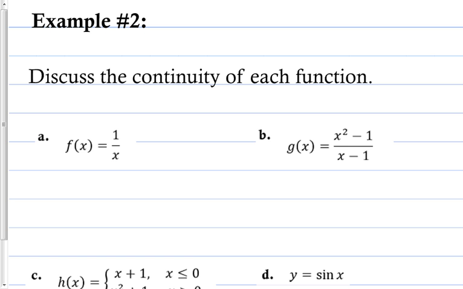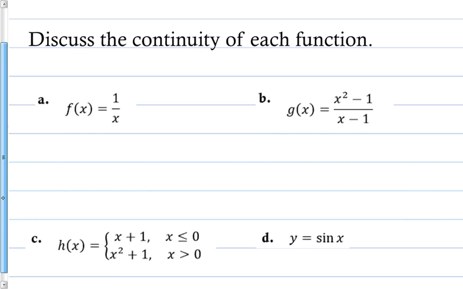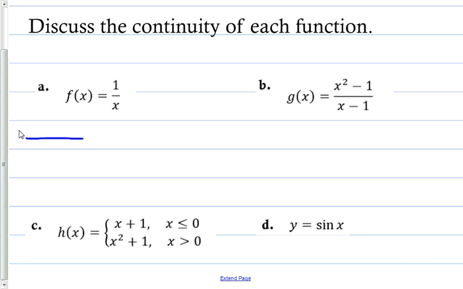For example 2, I'm just going to discuss the continuity of each function. So for part A, this is a reciprocal function, which kind of looks like this, right? Okay, so I'm not perfect, but this is what it looks like. And I can actually determine this by finding the vertical asymptote. All I have to do is take the bottom and equal it to 0. And there's a vertical asymptote at x equals 0, which makes sense if you look at the graph. So this function is discontinuous.